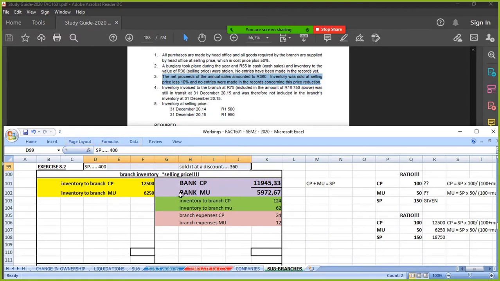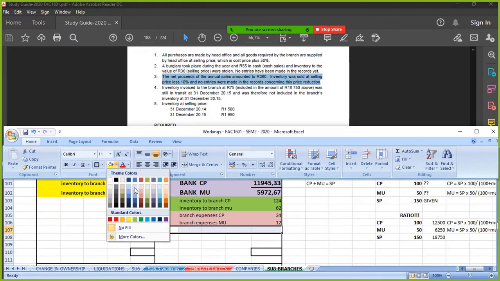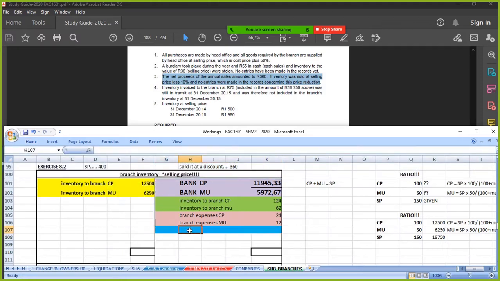So I need to provide for the discount. The discount is going to be an adjustment that you'd have to provide for. Here's the adjustment. Okay, so different color. Let's make this nice and bright. This is a branch adjustment, because this is for the discounts that you had not provided initially, because you gave them stock at selling price and they sold it at a discount, which was 360. There's a missing 40. I need to balance this account, otherwise there's missing inventory.